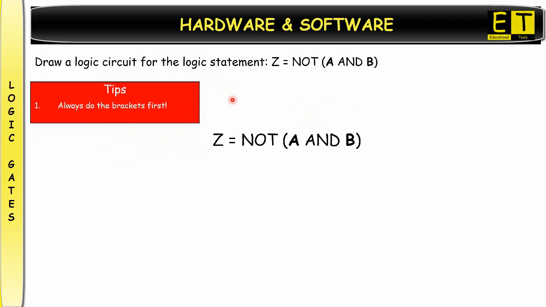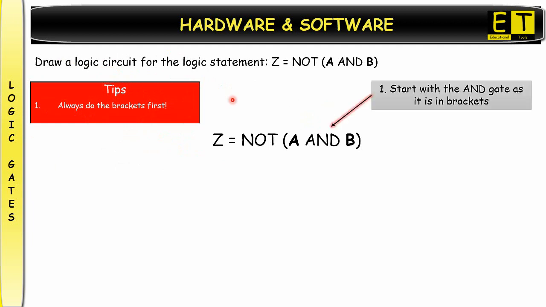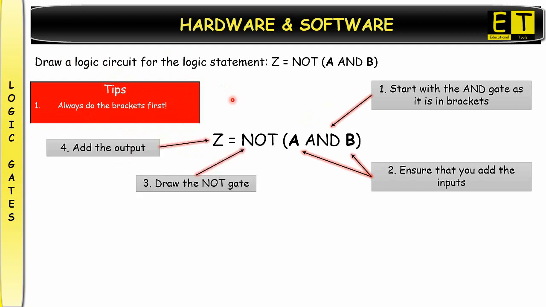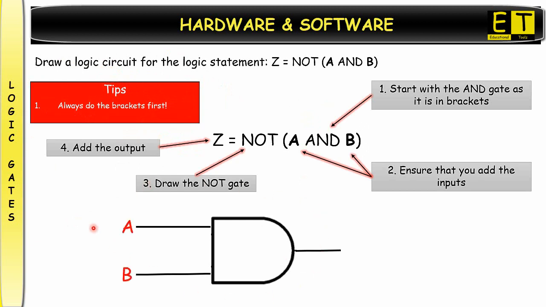So let's break this down. Start with the AND gate as it is in the brackets. Ensure that you add the inputs. Then draw the NOT gate and add the output. So let's give it a go. We've got our AND gate. We've got our inputs A and B. And then we put in the NOT gate and the output. The statement for this logic circuit is Z equals NOT (A AND B).